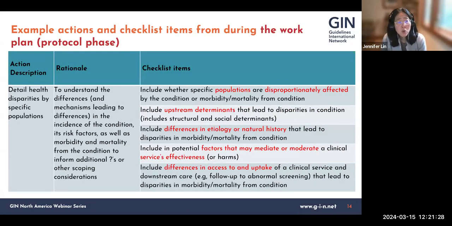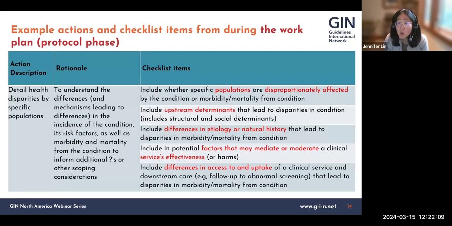So moving on to another example from the work plan phase, and I'm using the work plan and protocol phase somewhat synonymously. In the task force terminology, we refer to this sort of topic refinement phase as the work plan phase. Essentially, our guidance recommends that detailing health disparities really needs to start at this planning phase, and not just understanding the differences in condition, incidence, its risk factors, and its morbidity and mortality, but really understanding also the mechanisms that lead to these differences.